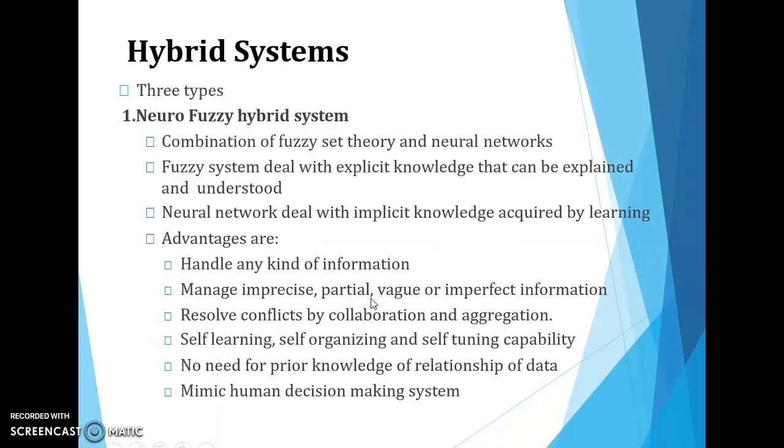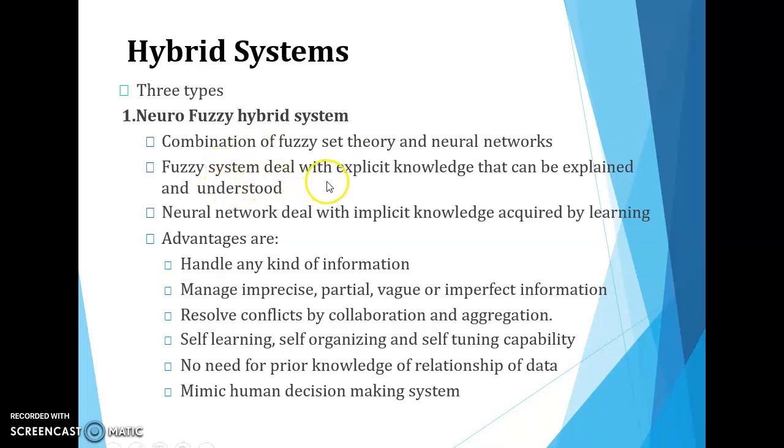Last topic of this first lecture, hybrid systems. Hybrid talks about a combination of these three techniques: genetic algorithm, neural network, and fuzzy logic. There are three famous types of hybrid systems. One is neurofuzzy, another one is neurogenetic, and the last one is fuzzy genetic. A combination of fuzzy logic and neural network gives me a promising output compared to the single technique, neural network or fuzzy logic.